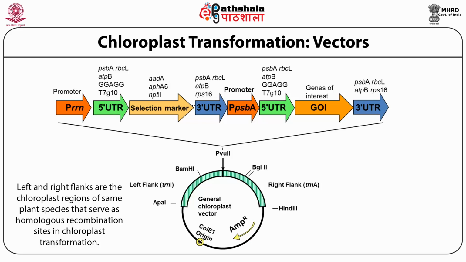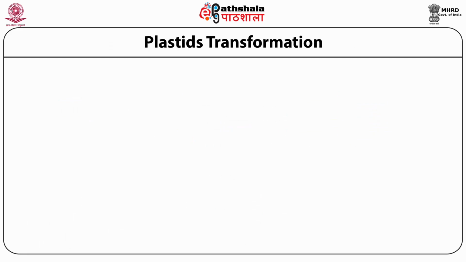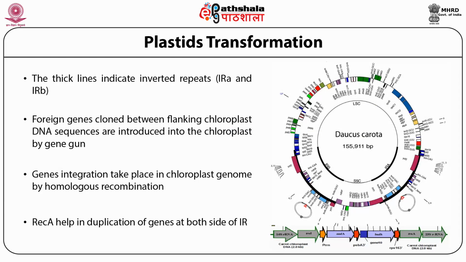You can insert your genes using different promoters and the gene of interest within these two flanks, and then these flanks help integration of the whole cassette into the chloroplast genome. So the left and right flanks are the ones which guide the integration of your genes into the chloroplast genome by homologous recombination. Plastid transformation. We have shown in more detail how the chloroplast transformation or plastid transformation takes place.